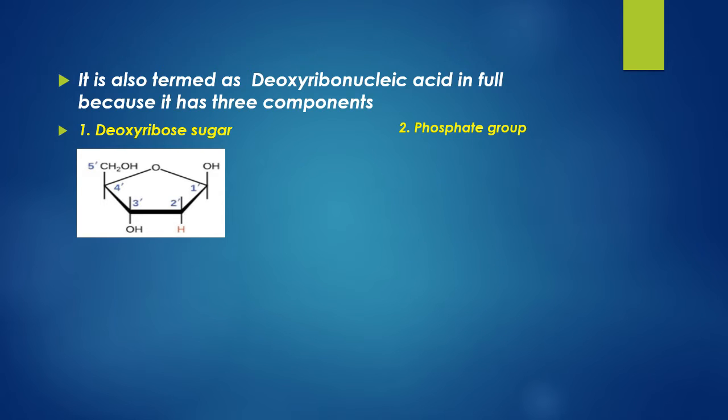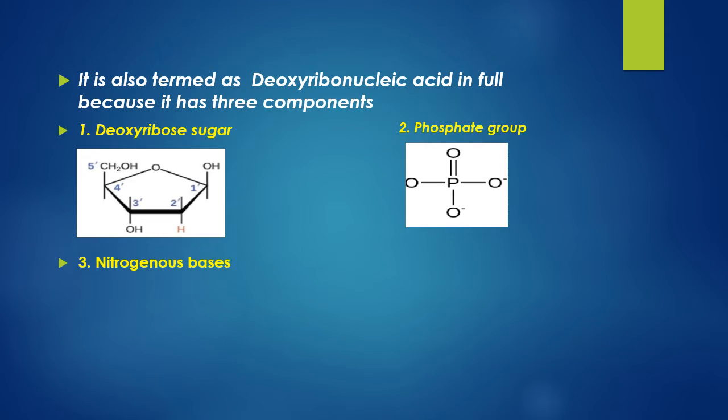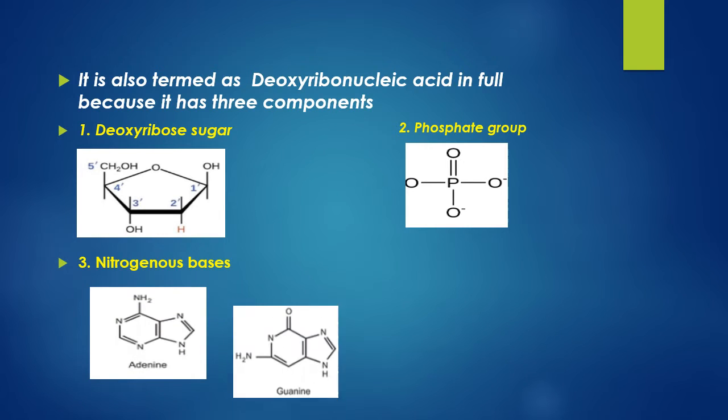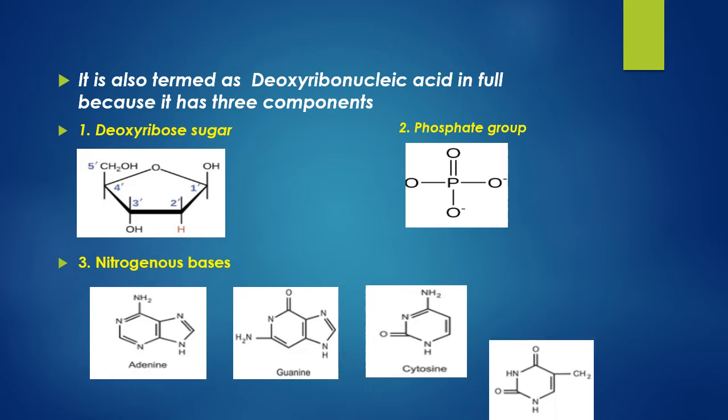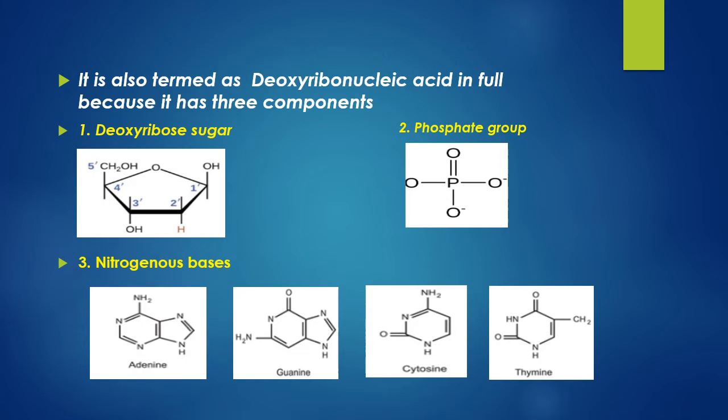So the second one is a phosphate group, which forms part of the DNA backbone. The third one is the nitrogenous bases, and we have 4 of them. So we have adenine, guanine, cytosine, and thymine, and they are also important when it comes to the DNA sequence, because the arrangement is what determines how the proteins in the body are expressed.